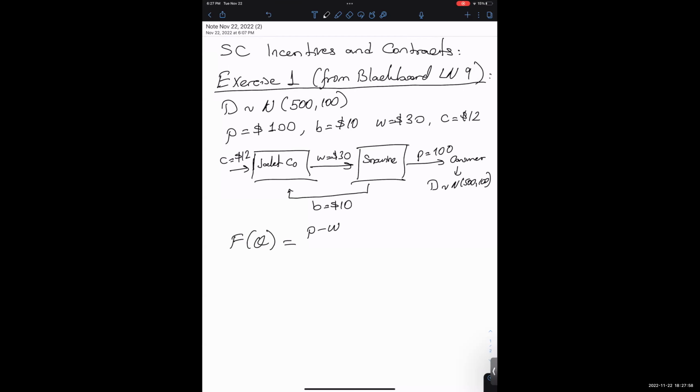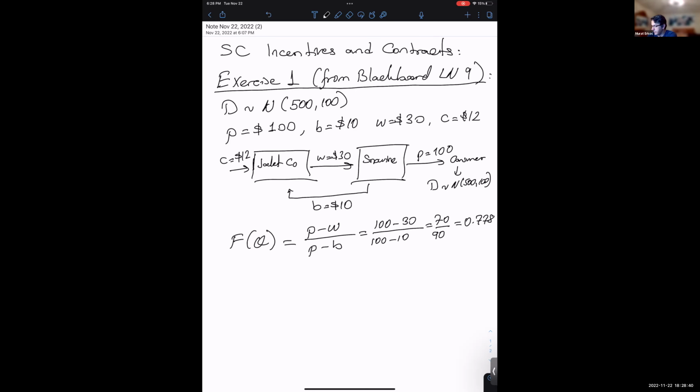This is the underage, right? Because the company is losing this margin in the case of underage. Now divided by the overage, in that case, it's going to be P minus V. And if I plug in the numbers, P is 100, W is 30, divided by wholesale price, 110, that's going to be 70 divided by 90, and that will be 0.778 or so.